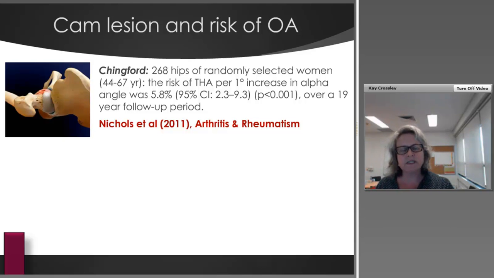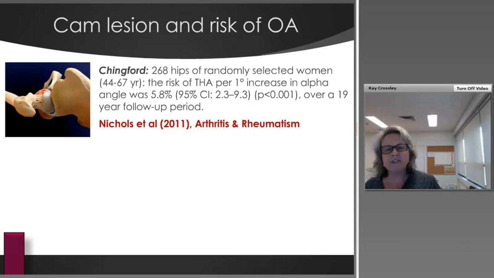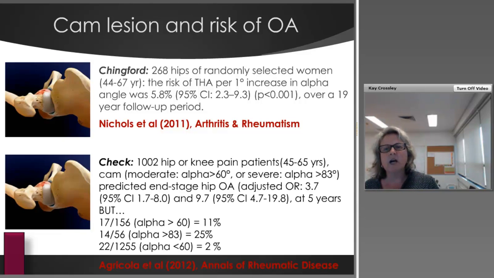As I said before, there are these two large cohort studies. The Kemp study was done in the UK, and they looked at 268 hips of a randomly selected sample of women aged 44 to 67, and they followed them up over a 19-year period. And they found that the risk of having a total hip replacement for every 1 degree increase in the alpha angle was 6%. So having a higher alpha angle increased your risk of having a total hip replacement over a 19-year period.